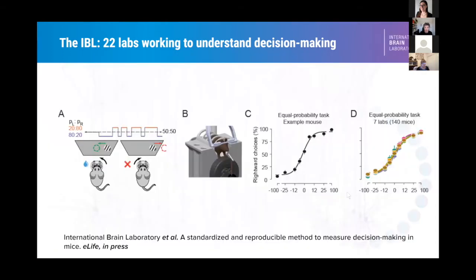So the thing we're doing is all of the experimental labs are recording from different parts of the brain in the same behavioral task. The behavioral task is described in this paper here. I think it's just come out in eLife. If it hasn't, it will soon.